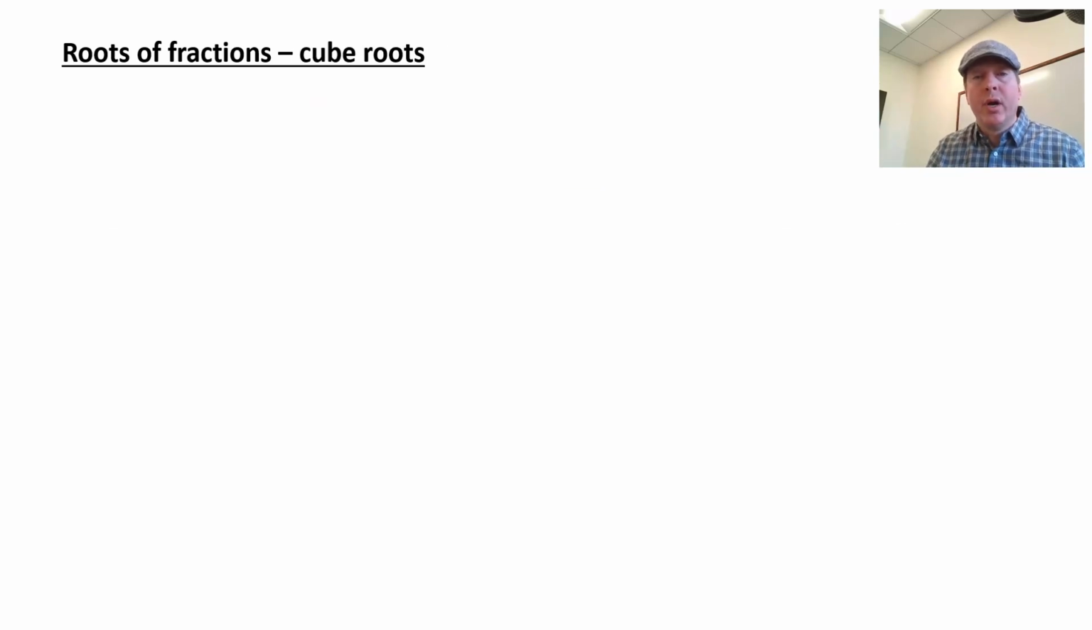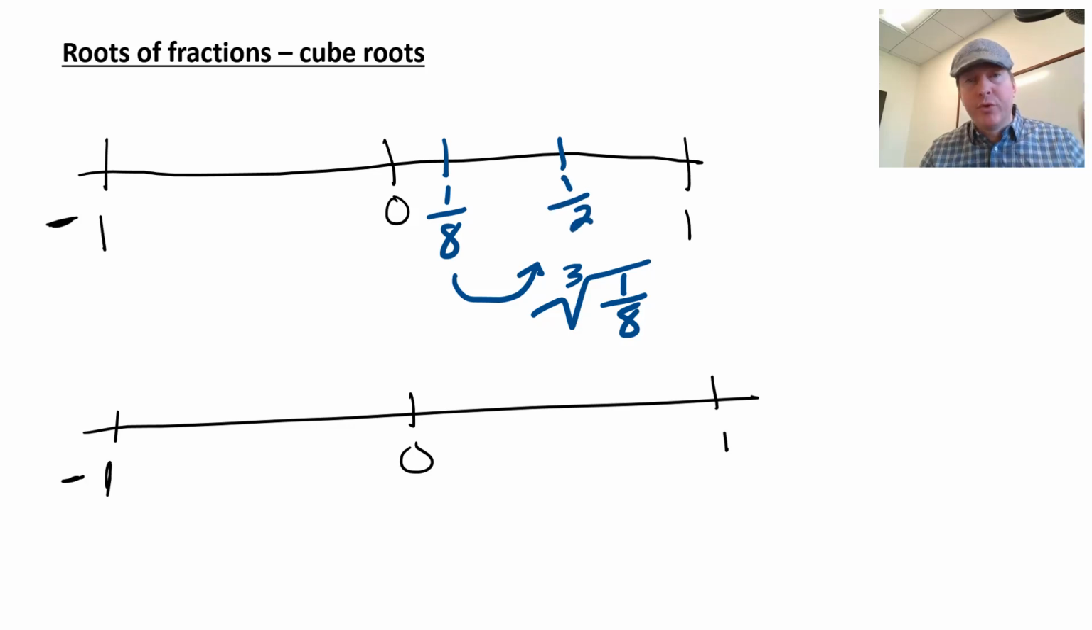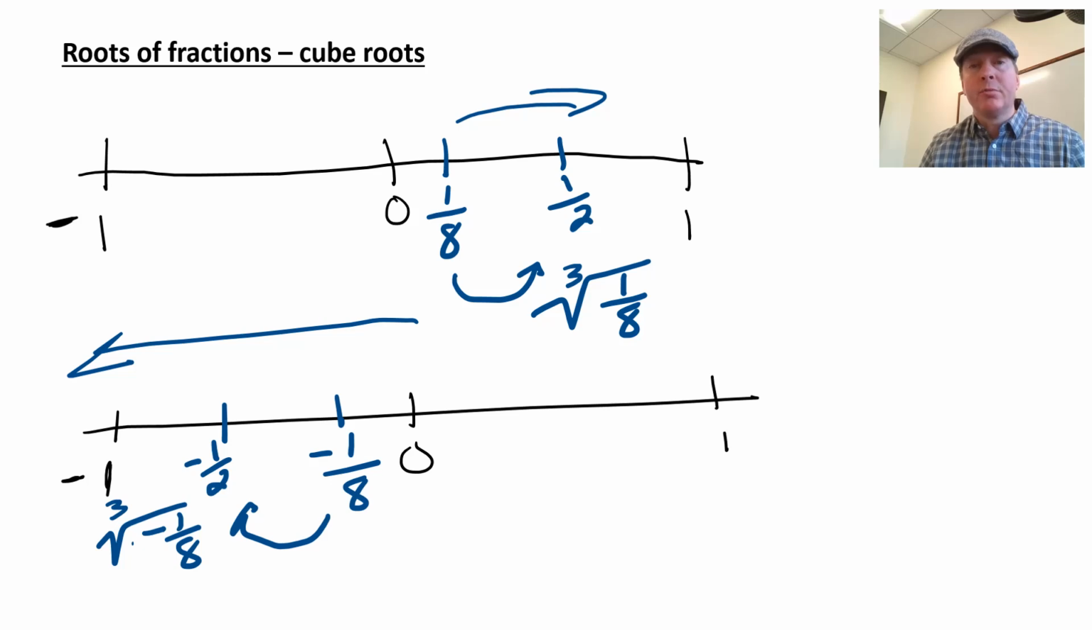Now let's talk about the cube root of fractions. Suppose I write 1/8. The cube root of 1/8 is a bigger number, not a smaller number. It is 1/2. 1/2 cubed is 1/8, so the cube root of 1/8 is 1/2. You're moving to the right on the number line. Now, how about the cube root of negative 1/8? Well, that is negative 1/2, so you're actually moving to the left on the number line if you're taking the cube root of a negative fraction. Negative 1/2 is the cube root of negative 1/8. You're moving to the left on the number line, you're getting smaller.